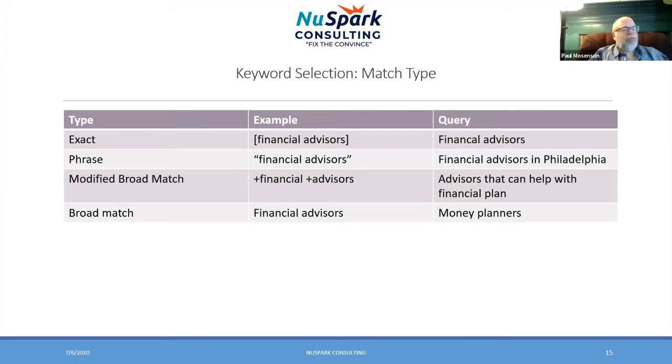Broad match, I wouldn't do at all. Google, even more so recently, is playing around with synonyms, and you've got to be careful there. Because if you do financial advisors and you just want traffic to your site, somebody searches, say, money planners, your ad might show up. And if it's irrelevant, then we have to worry about that. We'll talk about that in a slide or 2. Okay?